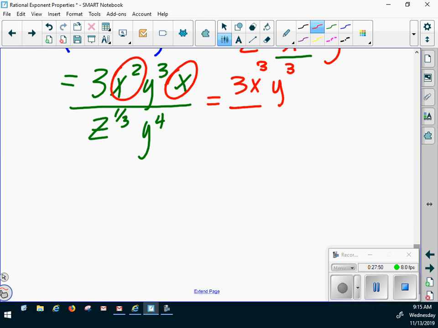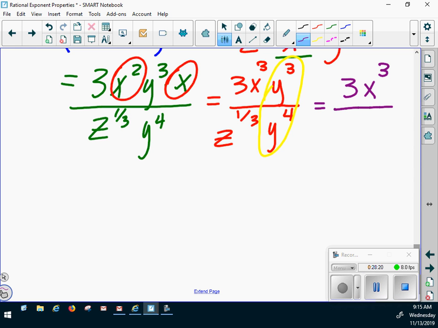And y is it? y cubed over... So would you then do the y's? Now I've got y's in the top and the bottom. Now look right here. How many y's are in the top? 3. How many y's are in the bottom? Well, there's like 1 left in the bottom. So none in the top, but 1 in the bottom. So 3, that's correct. 3x cubed over z to the 1/3 times y.